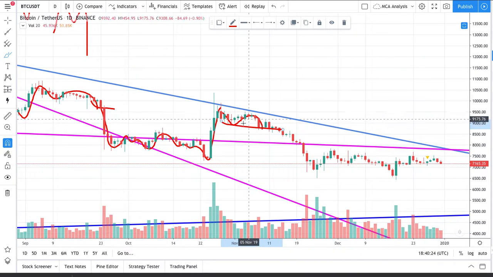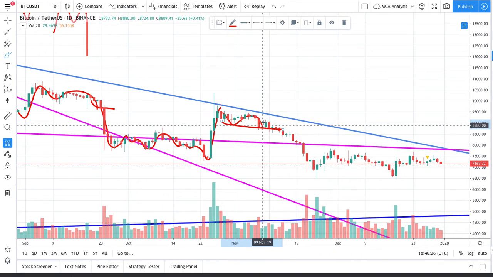So we know that it's bearish. Even though it's on the other side of the trend line, we can assume that it's going to come down. So that's what it did.